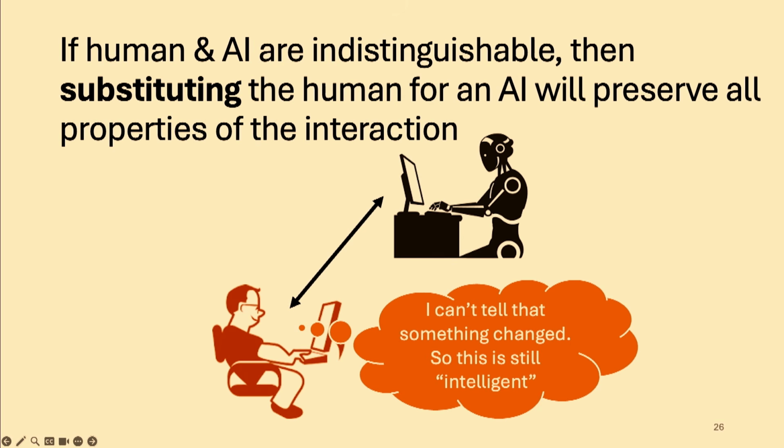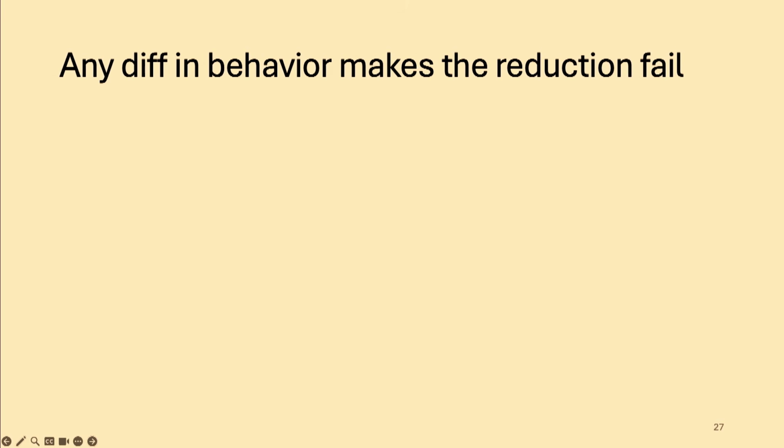And so I would say that we can essentially do this as well: if we have an interaction with a human that we'd call secure, and we can plug in an AI and things are indistinguishable, we should say this is still secure. Now what this means is that any difference in behavior between a human and an AI causes this reduction to fail. So if you can actually distinguish the human and the AI, then you can no longer say that the interaction with the AI preserves the properties, and so you might not be able to say anymore that it's intelligent.